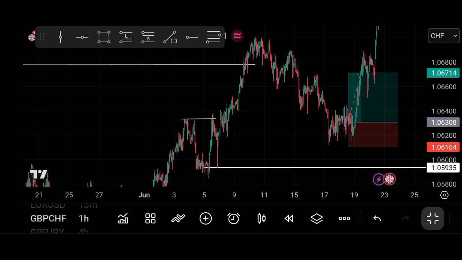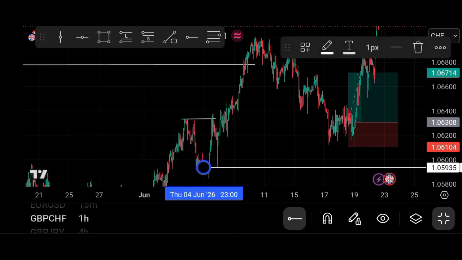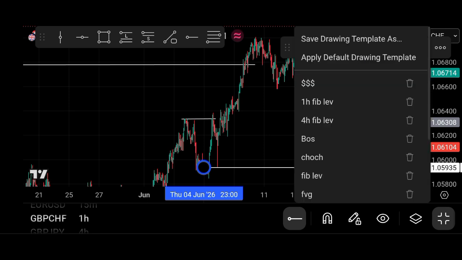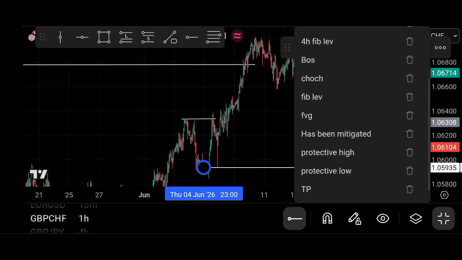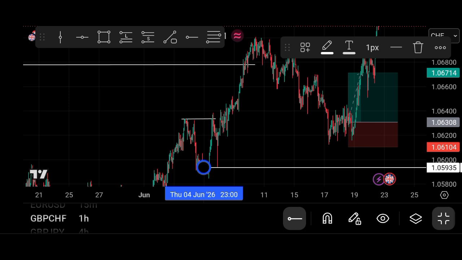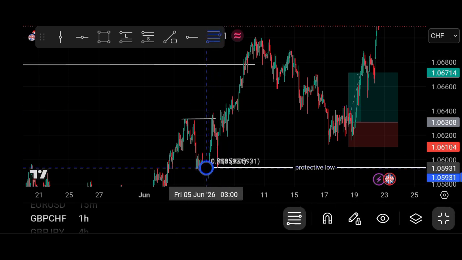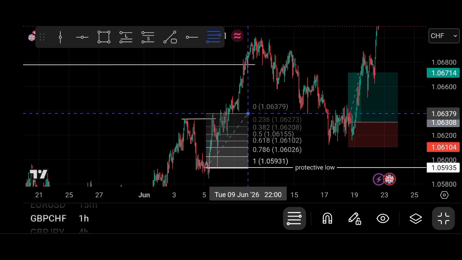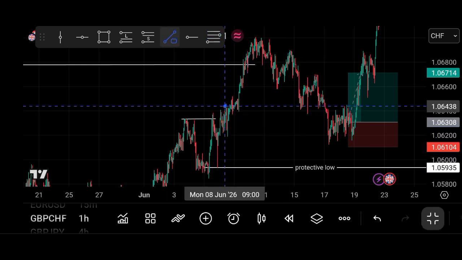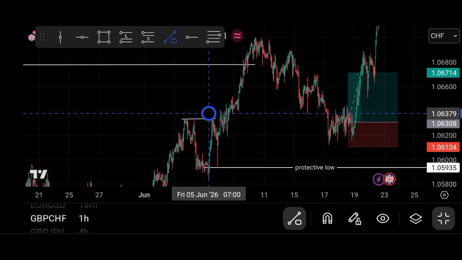So what I did was decide that since this was my protective low, I'm not going to put my stop loss lower, if you get what I'm saying. Initially I drew my fib tool from here to this break of structure here. Oh, I didn't draw that. This is another break of structure here.